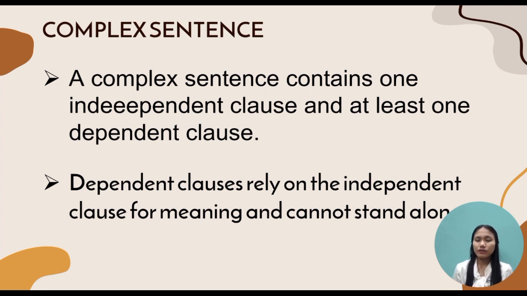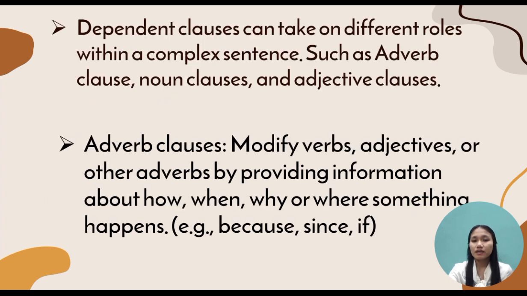Then next we have here our complex sentence. When we say complex sentence, these are sentences that contain one independent clause and at least one dependent clause. Sorry for the wrong spelling of independent clause. Dependent clauses rely on the independent clause for meaning and cannot stand alone. And dependent clauses can take on different roles within a complex sentence, such as adverb clauses, noun clauses, and adjective clauses.